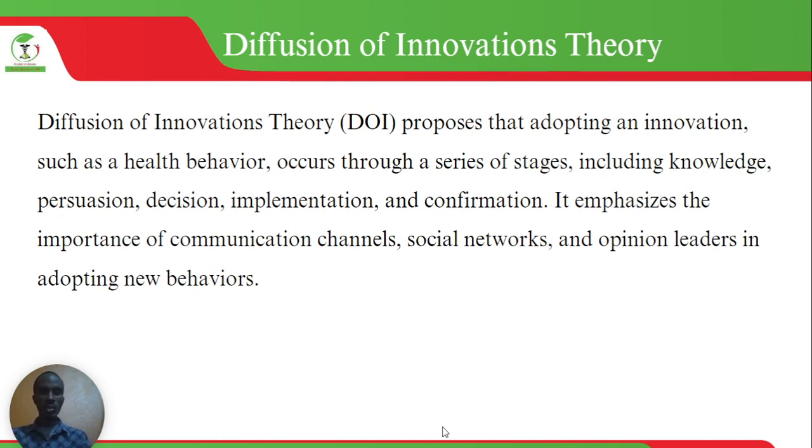It is a new thing to them, and according to this theory, it occurs through a series of stages, including knowledge of that behavior, or understanding all about this behavior. Persuasion, this is convincing the person that this behavior is going to be good. Decision, which involves the person making a decision to take up this behavior.